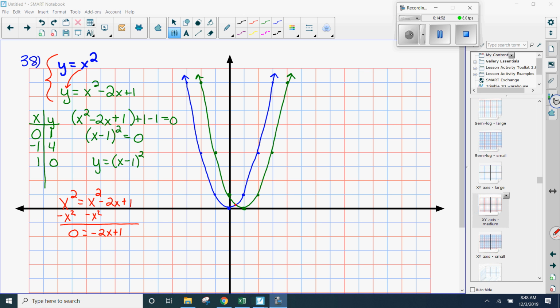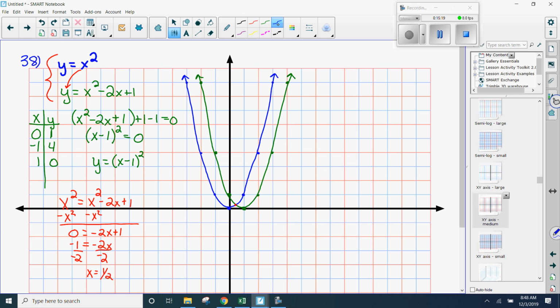Sorry, Natalie. Move your 1 over, so you get -1 is equal to -2x. And if you divide by -2, you get x is equal to 1/2. So it intersects at the point x equals 1/2. So I basically need to find the slope for each one of those equations when x is equal to 1/2. And hopefully they are negative reciprocals.